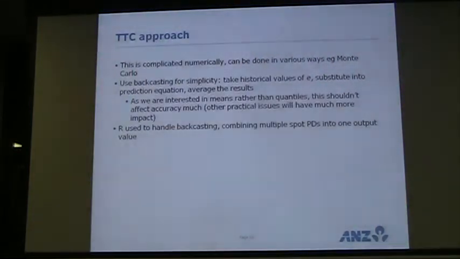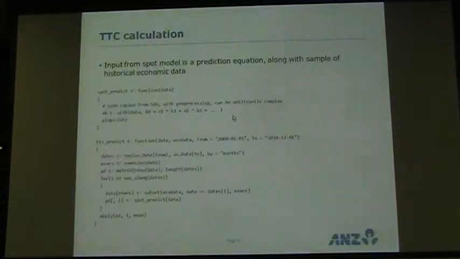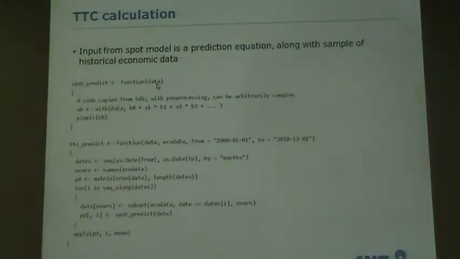And I'm going to be using R to handle this whole backcasting thing, combining the multiple spot PDs into one value. Again, you could do this in SAS, but it would involve a lot of macro programming and manipulation of arrays. So here is my through the cycle calculator. My spot prediction is going to be just a simple function. I'm going to pull in my data, which is just a sample of customers. The code's just going to be directly copied from SAS.